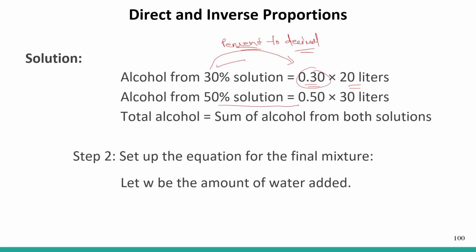Again we did the same thing here, right? We converted from percentage to decimal and multiplied with 30, that is the amount of solution. So total alcohol content is nothing but the sum of alcohol from both the solutions. Setting up the equation for the final mixture, let W be the amount of water added.